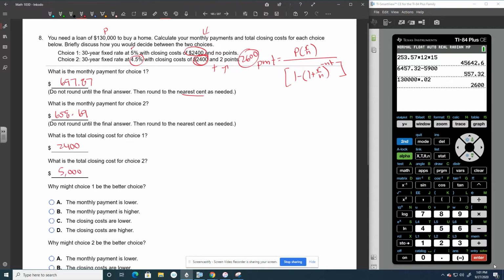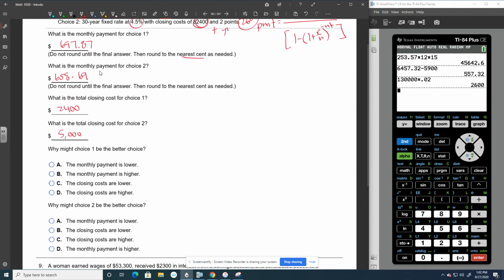Then you have to decide why might choice 1 be better, okay? The payments are a little bit higher, but up front, you don't have to pay as much money. So the closing costs are lower up front. Maybe you don't have as much cash to put into the house up front. And choice 2 might be better because your monthly payment is lower, right?